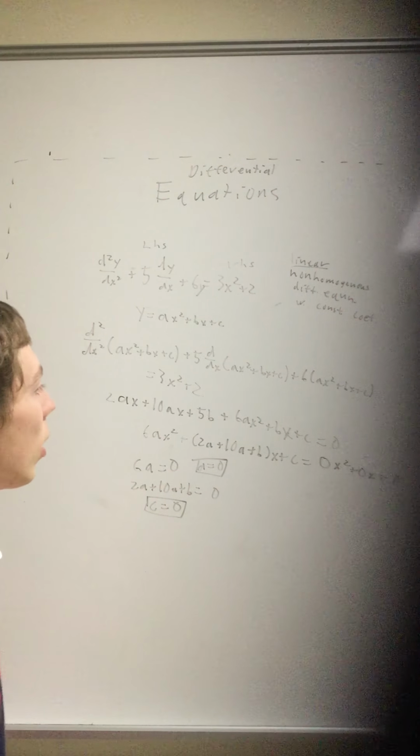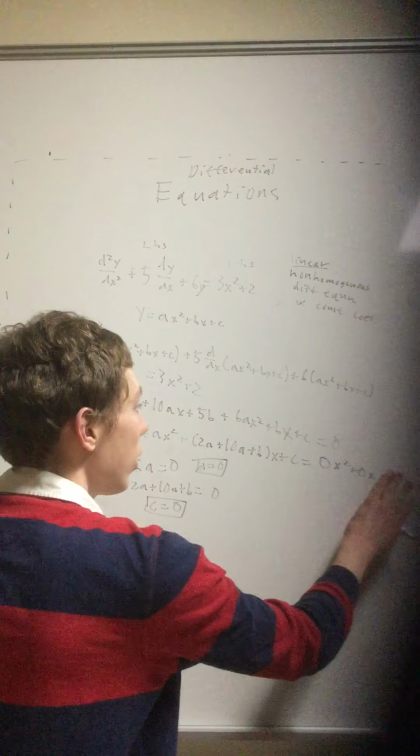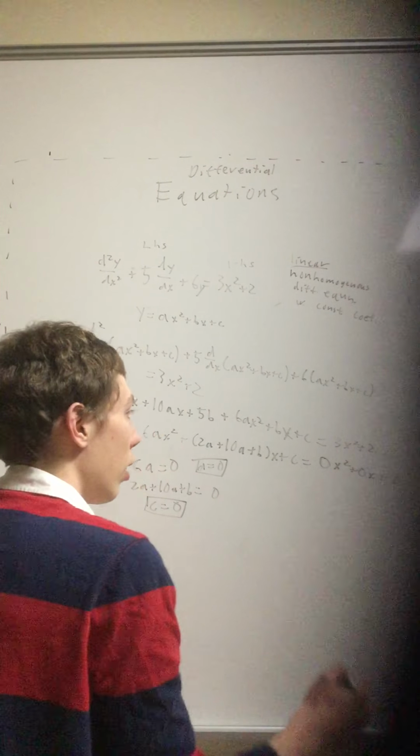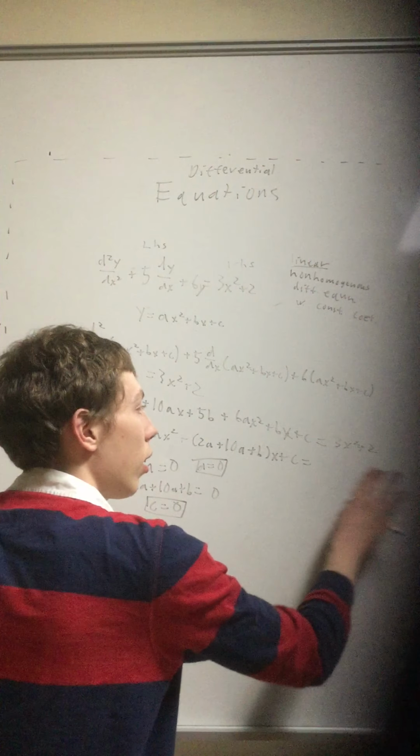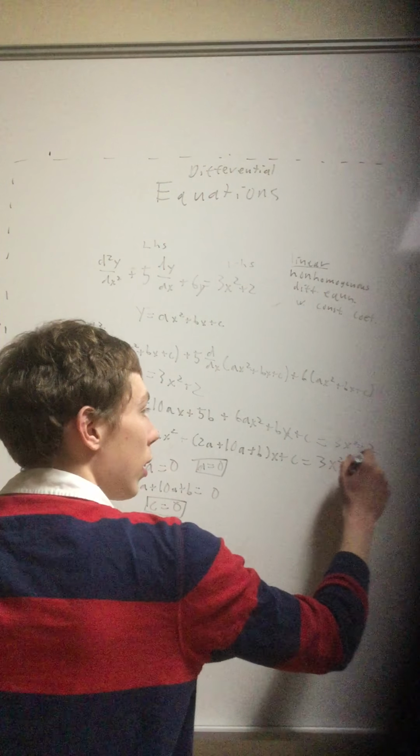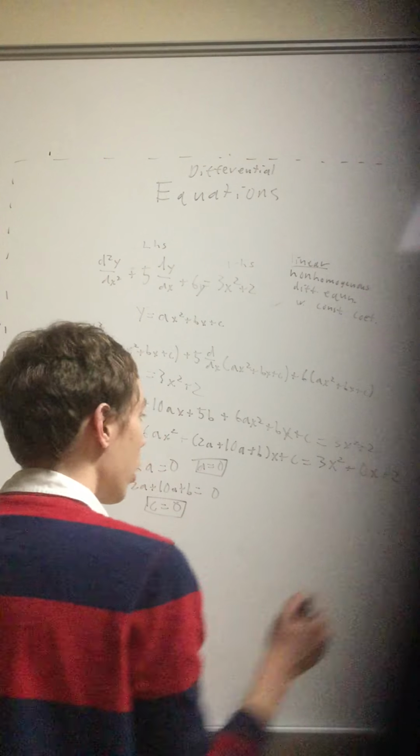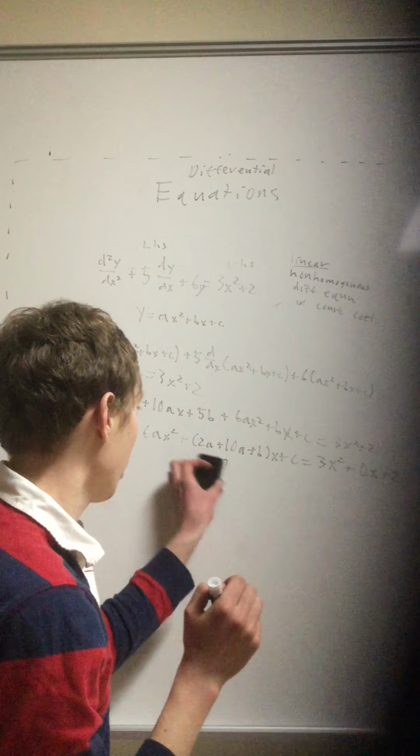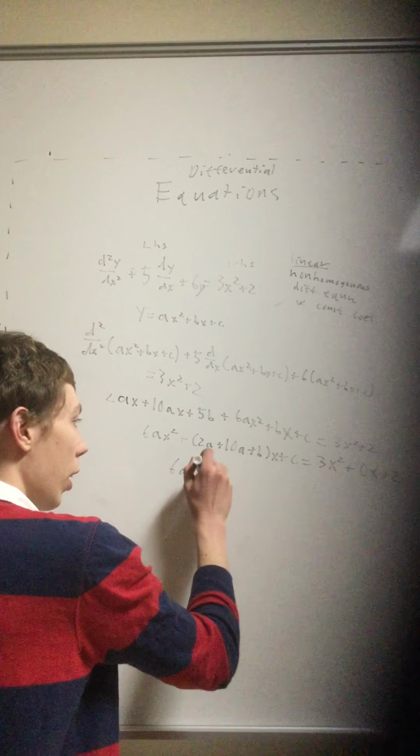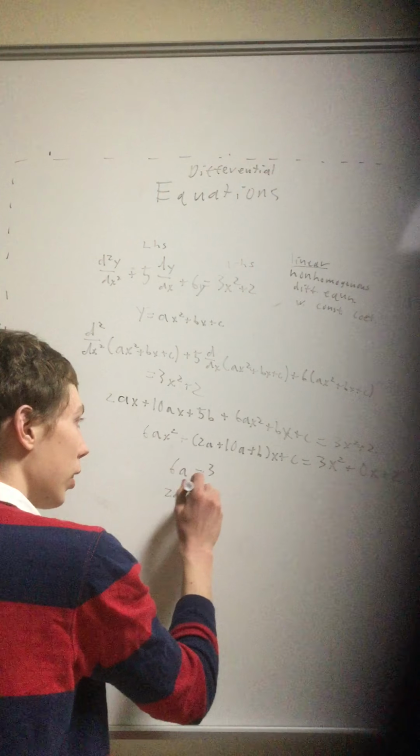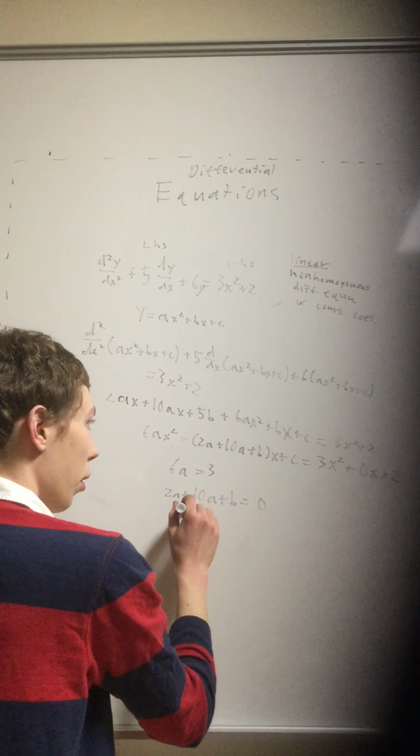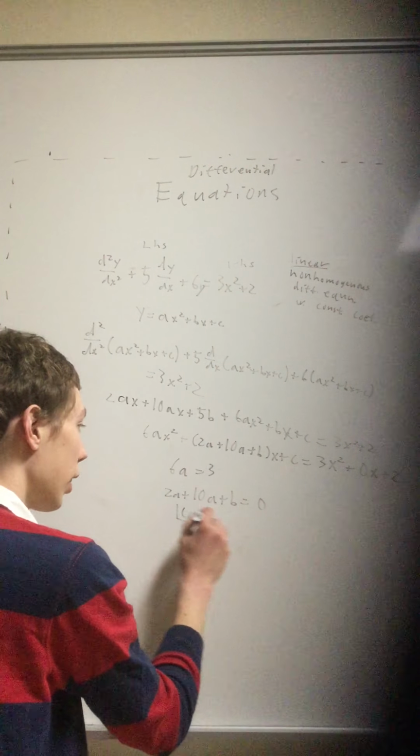Oh, this is not 0x squared plus 0x plus 0. This is 3x squared plus 2. Yep, yeah, there's lots of places to misstep here. So hopefully this one's right. 6a equals 3, 2a plus 10a plus b equals 0, and c equals 2. So this one's already solved.